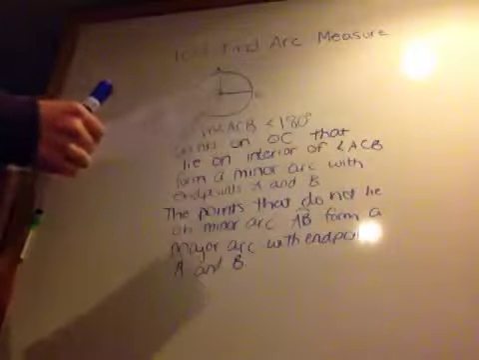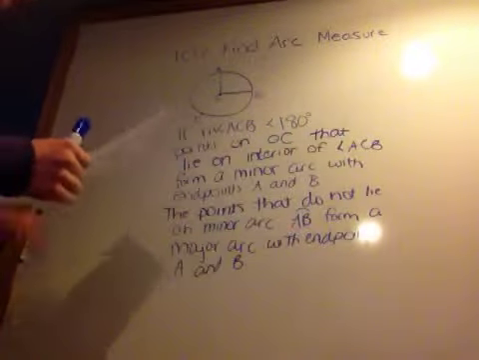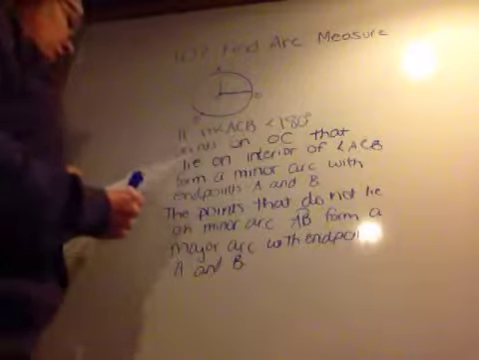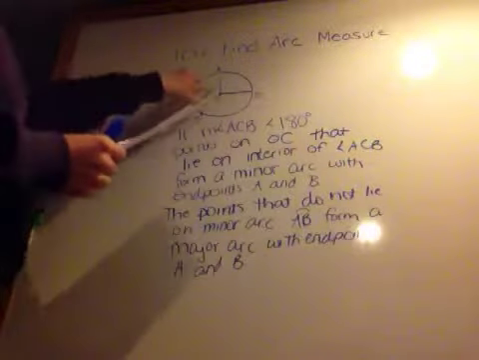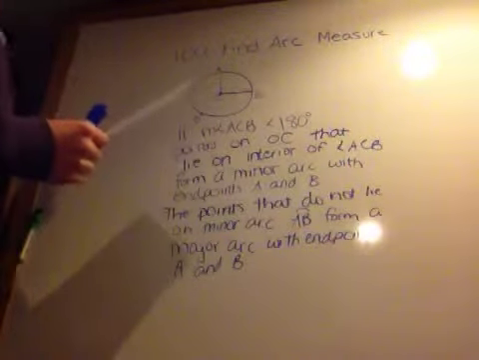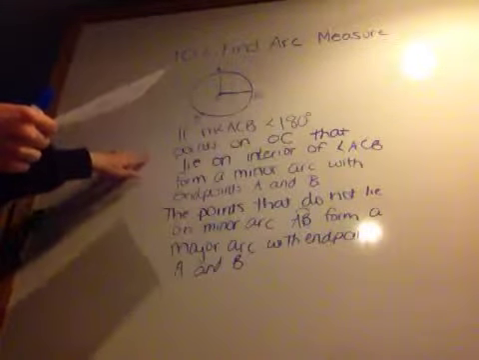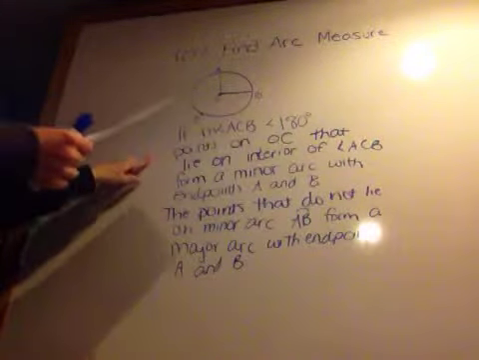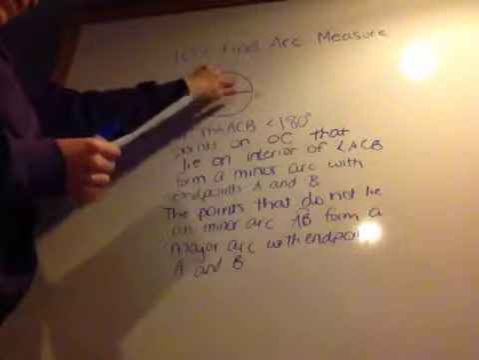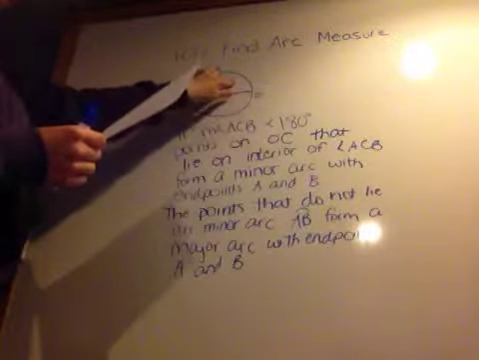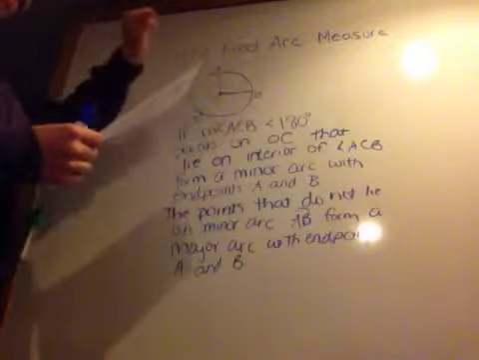Section 10.2, find arc measure. A central angle of a circle is an angle whose vertex is at the center of the circle. If the measure of angle ACB is less than 180 degrees, then the points on circle C that lie in the interior of angle ACB form a minor arc with endpoints A and B.